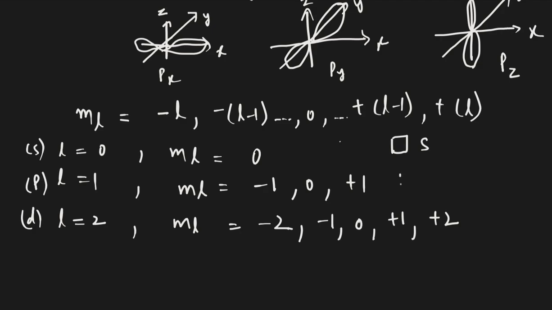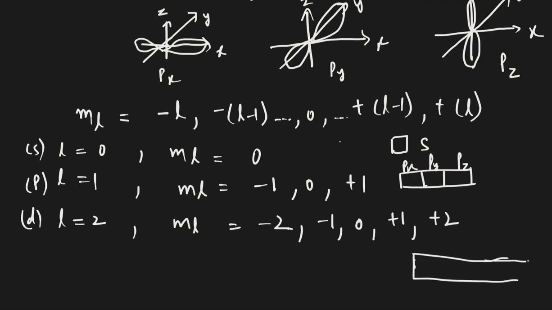In the case of p, the subshell is further divided into three, so three divisions. This is represented as px, py and pz. This is called orbital degeneracy, meaning they all have the same energy. Similarly, the d orbital is divided into 1, 2, 3, 4, 5, five parts, so there will be five degeneracy.